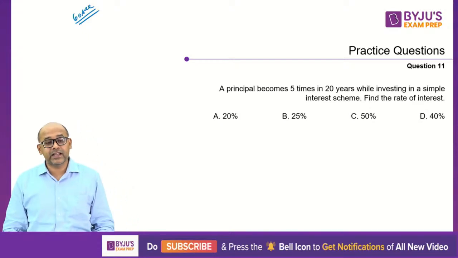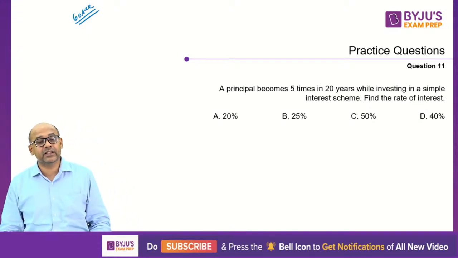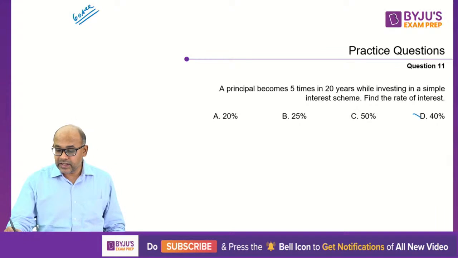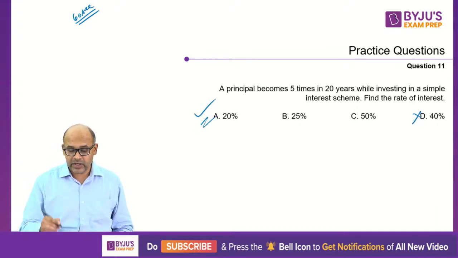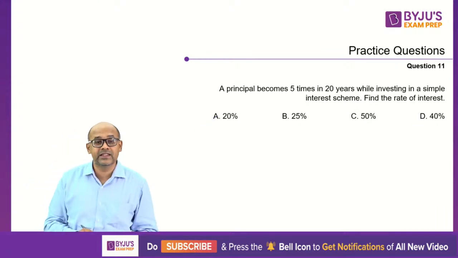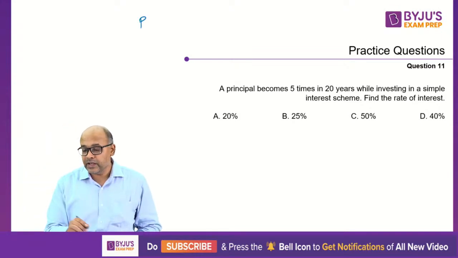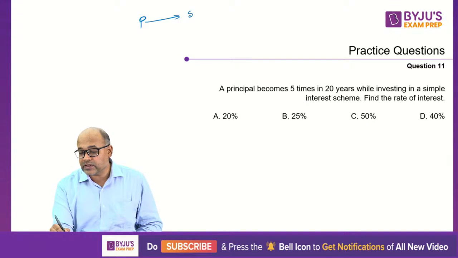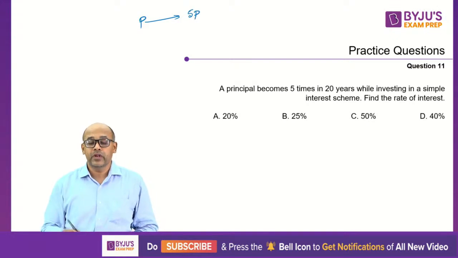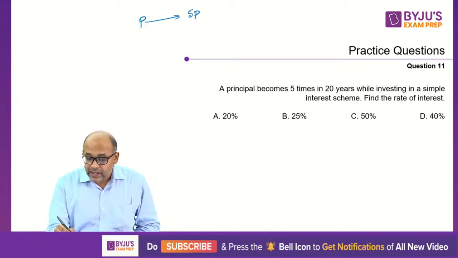Right guys, 60 seconds. Tarun says option D. Once again, Tarun, you are in a hurry. D is not correct. The correct answer is option A. Let's take a look and see why A is the correct answer. Let's say the principal amount is P. This becomes 5 times itself. It is becoming 5P.